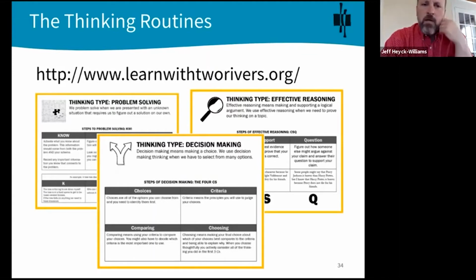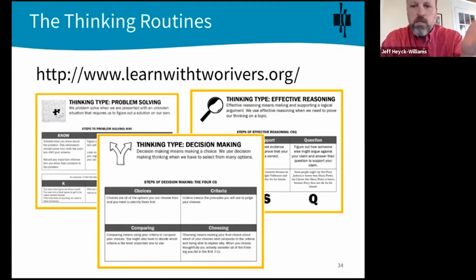So we have basically 3 thinking types that are associated with each of our constructs of critical thinking, and those are problem solving, effective reasoning, and decision making. And what you see right here are examples of the anchor charts that we use in classrooms to teach kids about those thinking types. And I'll go over them really quickly. In problem solving, it was KWI: what do you know, what do you need to find out, what are your ideas for solutions?